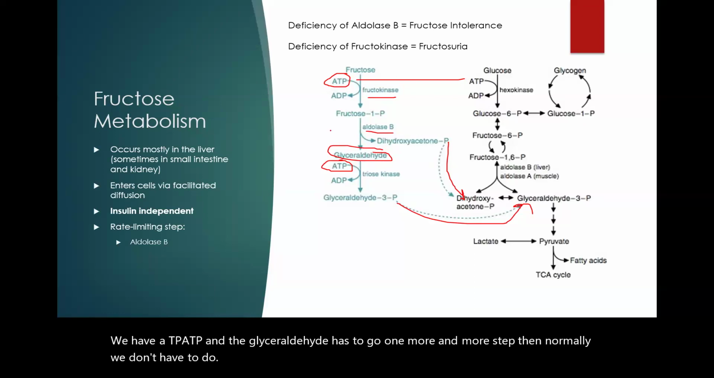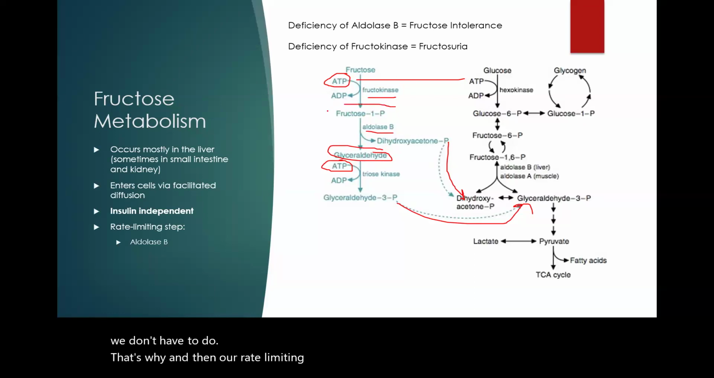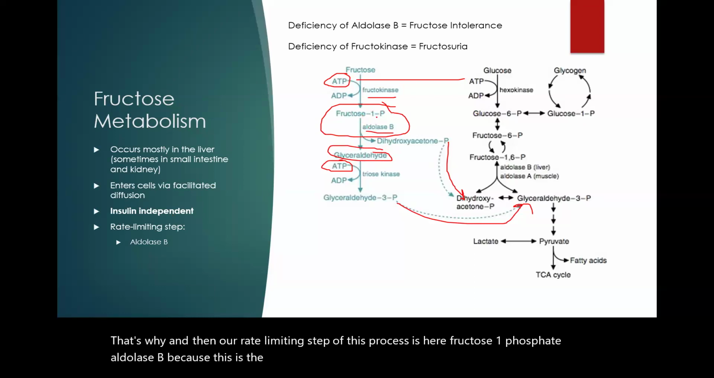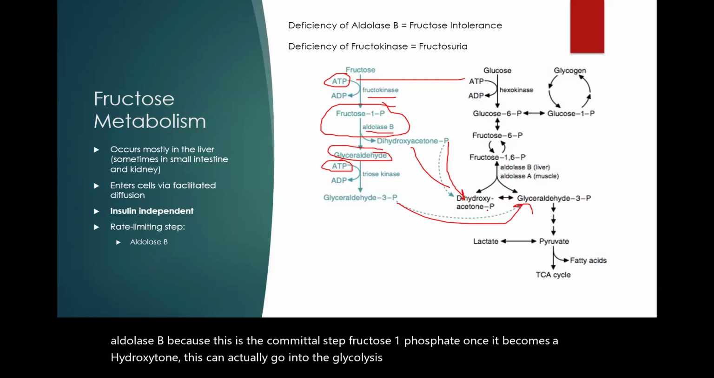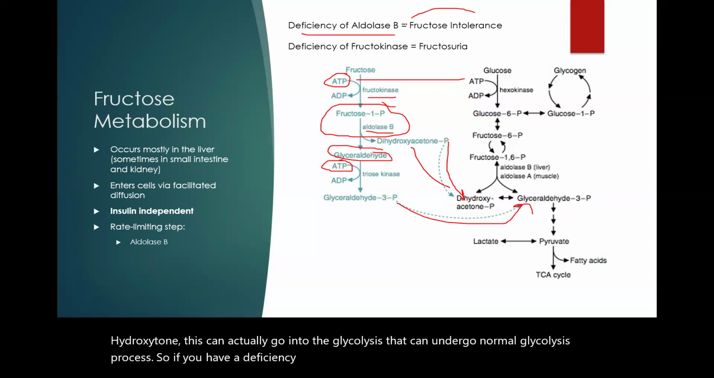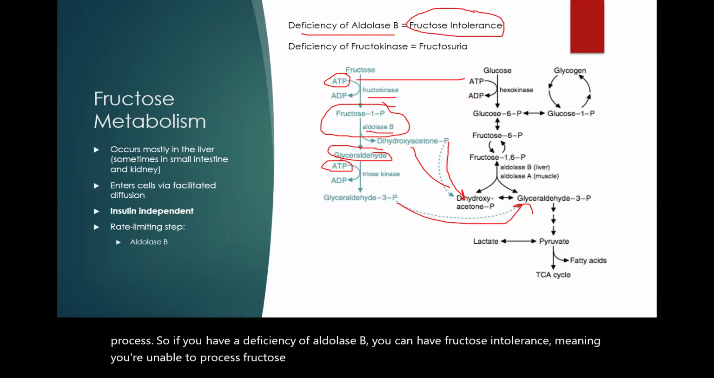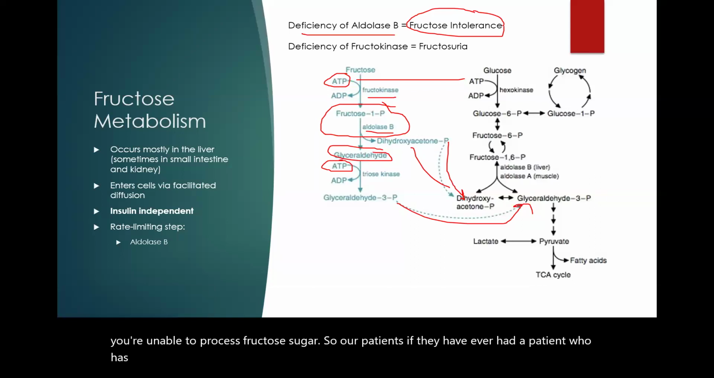Our rate limiting step of this process is here, fructose 1-phosphate, aldolase B, because this is the committal step. Fructose 1-phosphate, once it becomes dihydroxyacetone, can go into glycolysis and undergo the normal glycolysis process. So if you have a deficiency of aldolase B, you can have fructose intolerance, meaning you're unable to process fructose sugar. If you've ever had a patient who has trouble processing fruit sugar or fructose, they could have a deficiency of aldolase B.